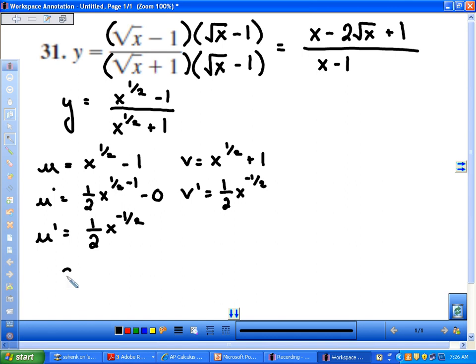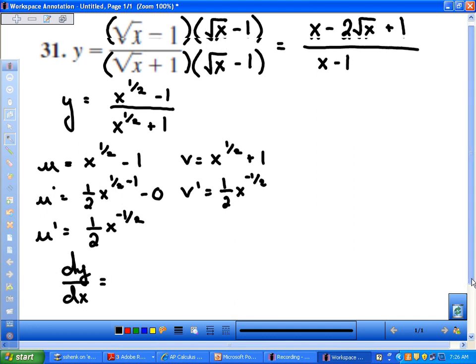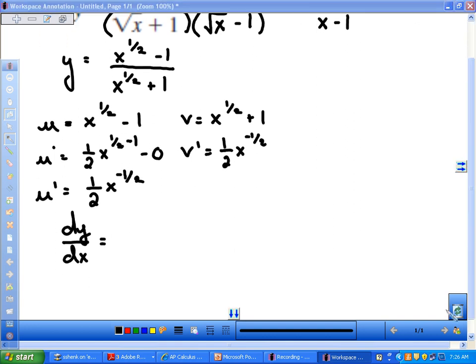Okay. So let's define then what dy dx is going to be equal to. Since it's a quotient, what is our quotient rule? Make sure you always state this. The quotient rule is vu prime minus uv prime all over v squared. And we've got everything well defined up here.